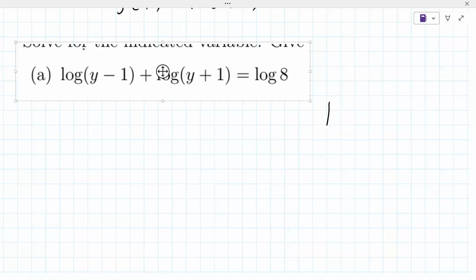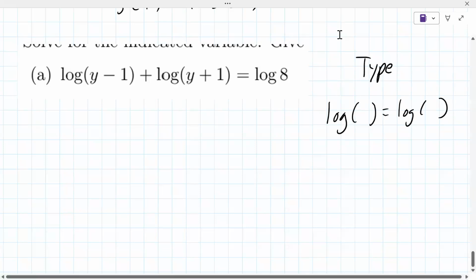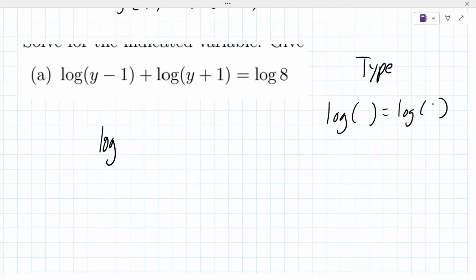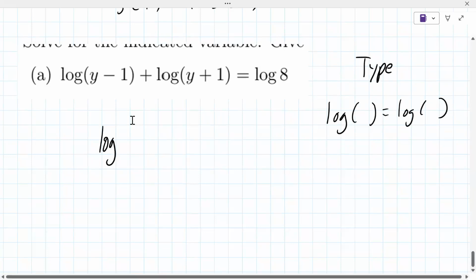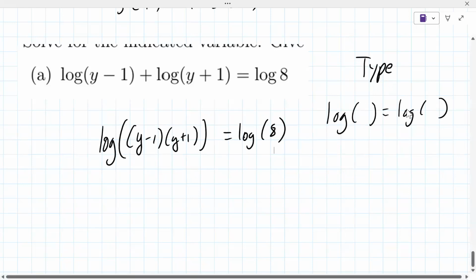I call these a type, and I don't know which number this is, where you want to get it to log of something equals the log of something. You were on the right track. That means you have to condense these two on the left. So a sum goes to what? We just said it in the previous problem. A product goes to a sum, so a sum goes to a product. So it becomes y minus 1 times y plus 1 equals log of 8. So now do you have this type?